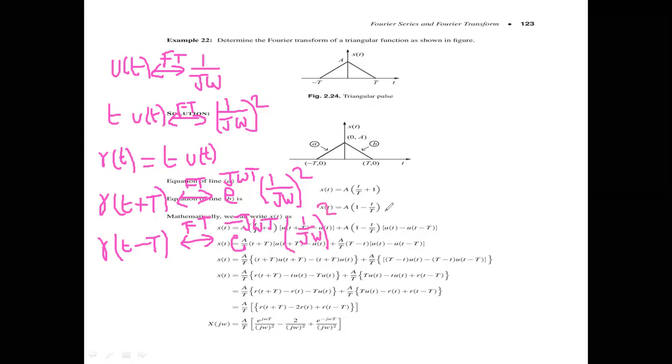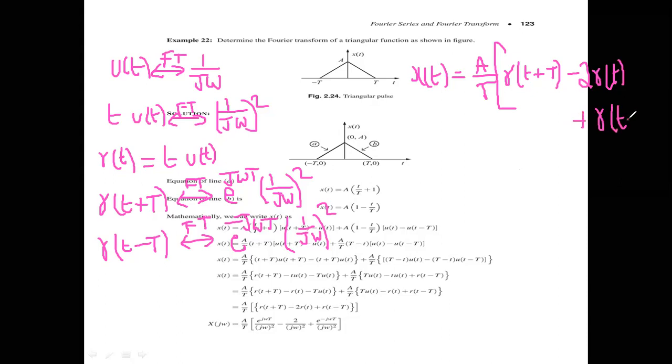My dear students, you have to remember all these Fourier transformation relations. You see the first one, x of t. After simplifying the equation, we got x of t is equal to a by capital T, whole multiplied with r of t plus capital T, minus 2r of t, plus r of t minus T.